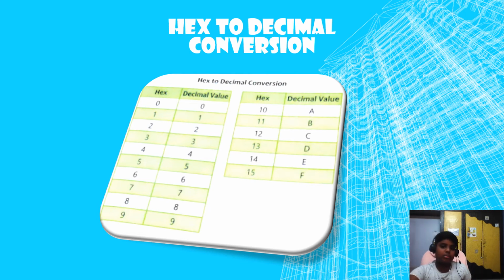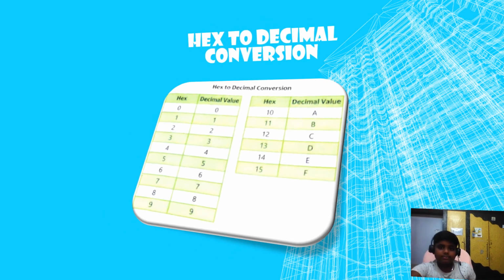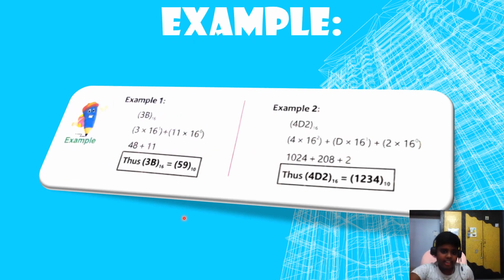If you want to write a number and it has 10 in it, you should not write 1 0. You have to write A for that, right? Here is an example for that.